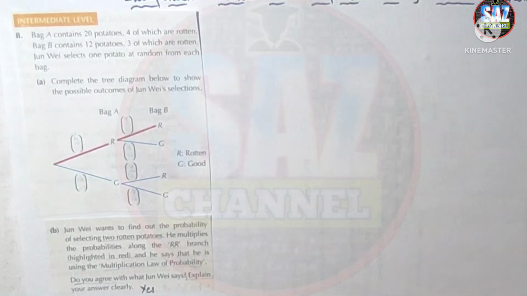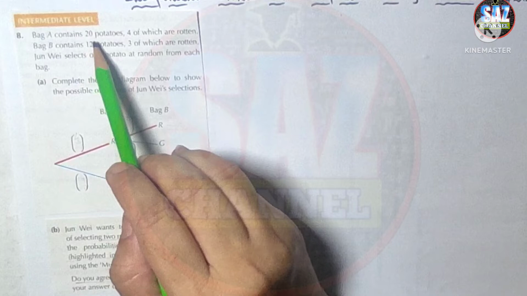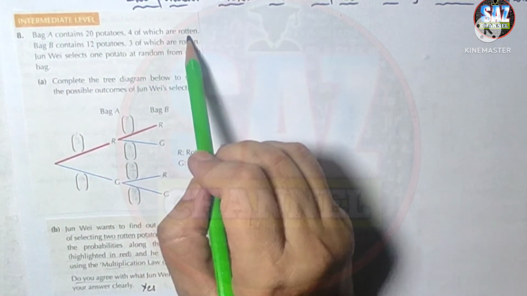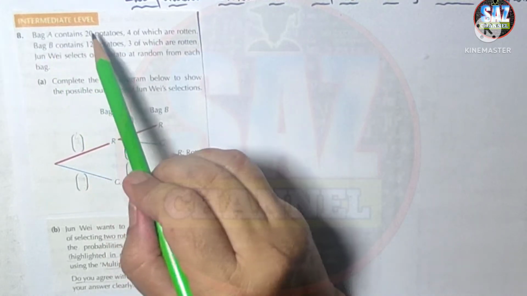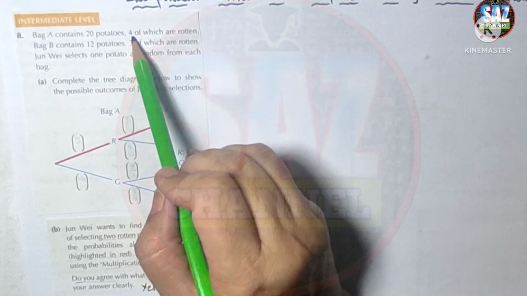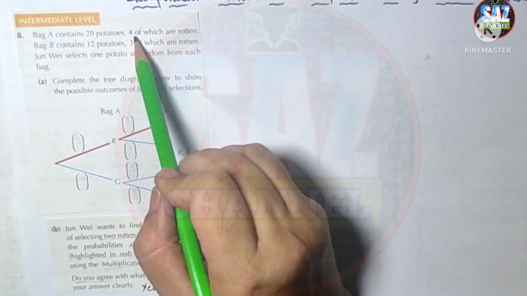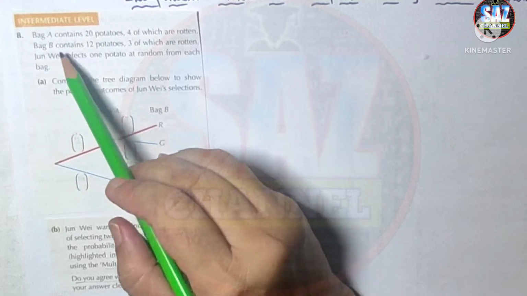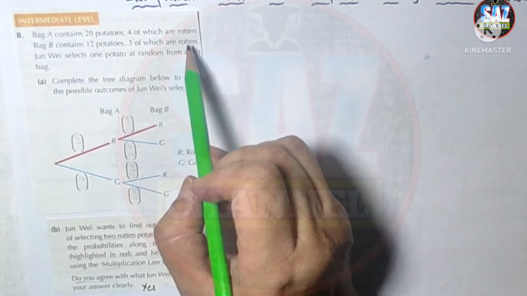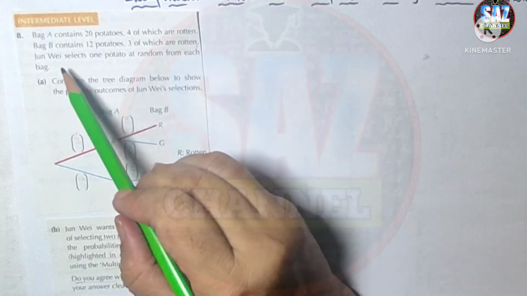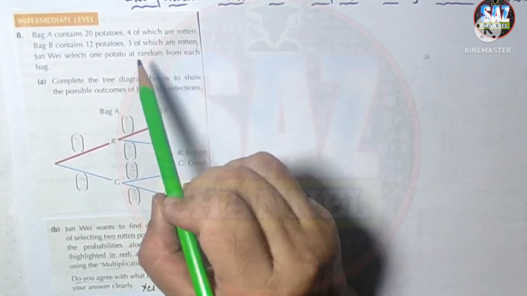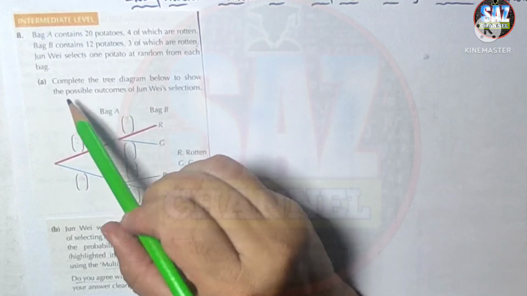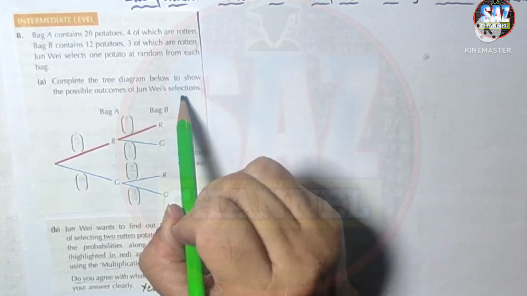Question 8 says a bag contains 20 potatoes, 4 of which are rotten. Bag A contains 20 potatoes, and out of those 20 potatoes, 4 are rotten. Rotten means defective. Bag B contains 12 potatoes, 3 of which are rotten. Janvi selects one potato at random from each bag. Complete the tree diagram below to show the possible outcomes of Janvi's selection.